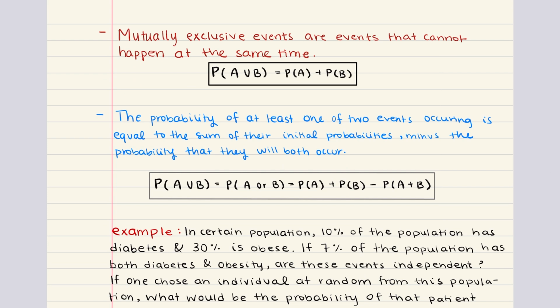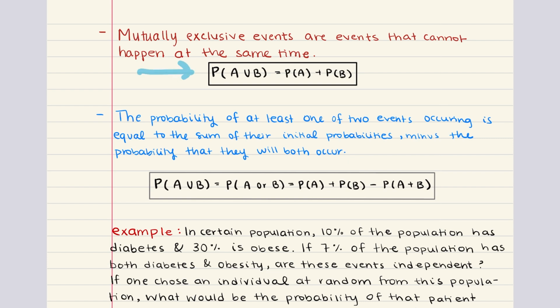Mutually exclusive events are events that cannot happen at the same time. For example, when you're rolling a die, the events of rolling a 2 and rolling a 5 are mutually exclusive because the die can only display one face at a time. When we're dealing with mutually exclusive events, the probability of either event A or event B occurring is calculated by summing their individual probabilities. So that's written mathematically here.